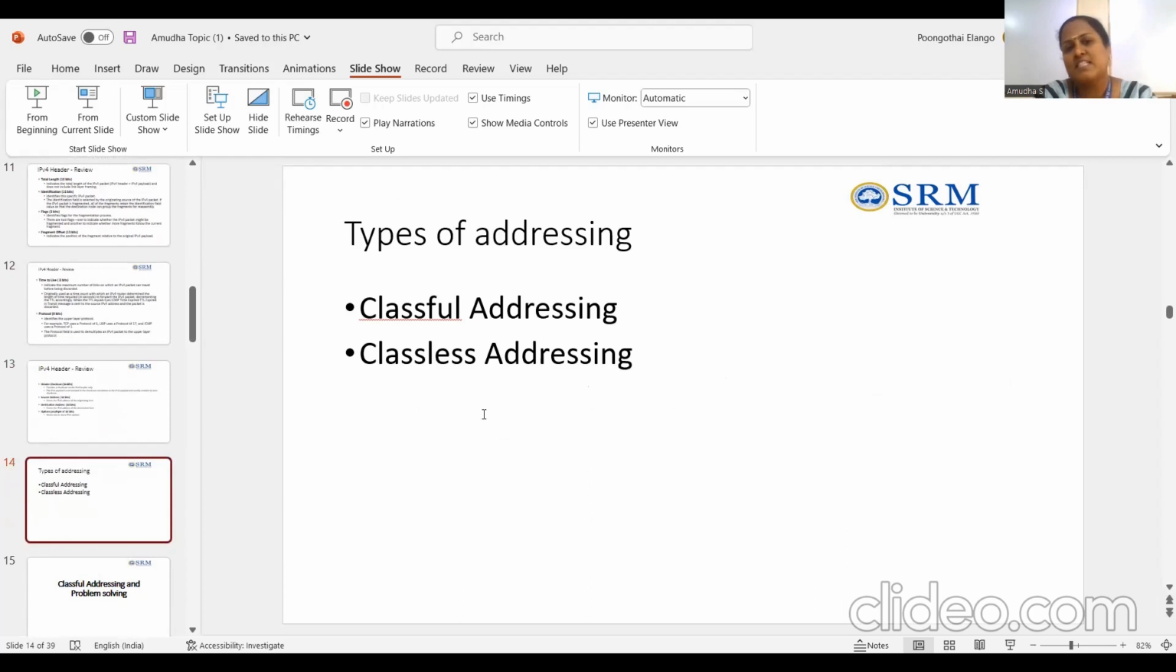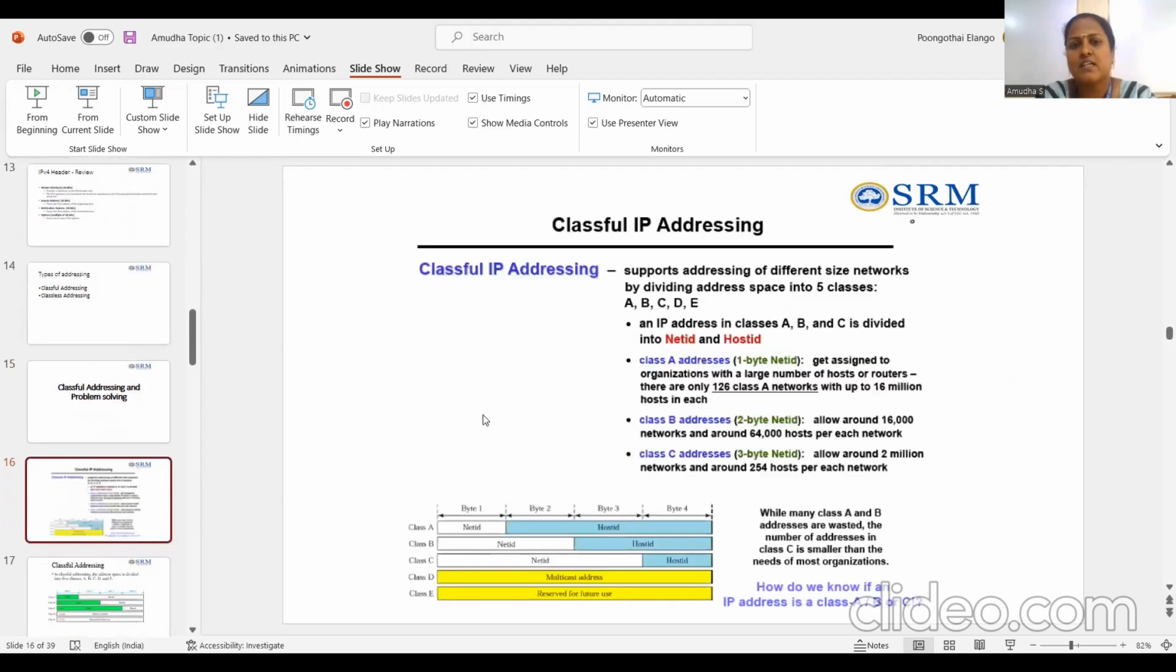We can classify IP addressing into 2 types: classful and classless addressing. Consider classful addressing. It is divided into 5 categories according to the net ID and host ID. Class A addressing takes a large number of hosts or routers.